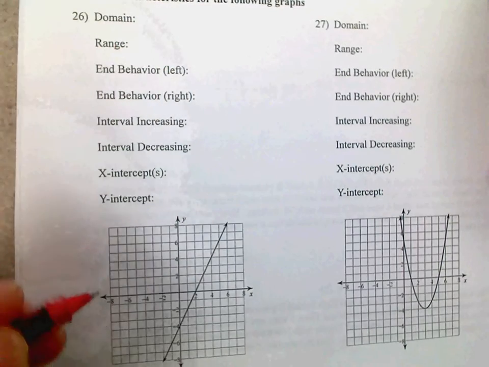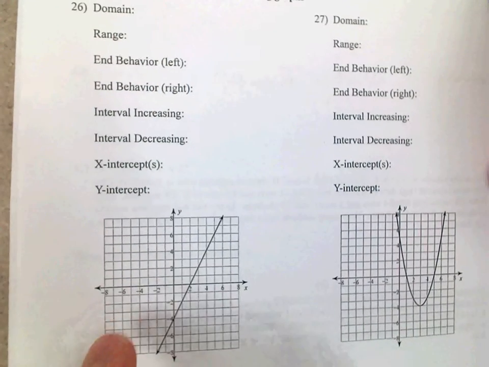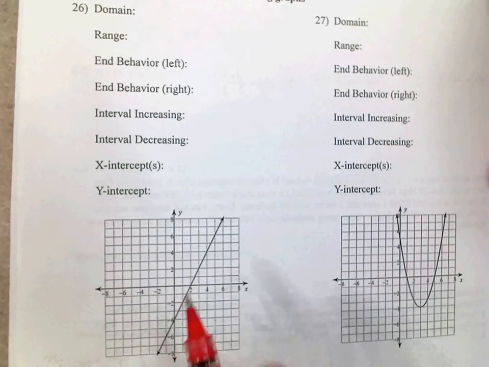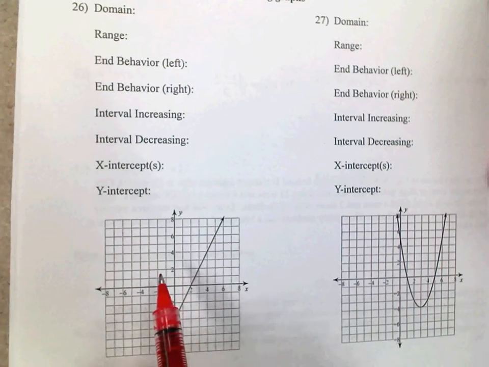Write the characteristics for the following graphs down here. First one's linear, second one's quadratic. Linear is going to be a little bit less exciting, so there's not as much going on with linear, but that does make it easier.